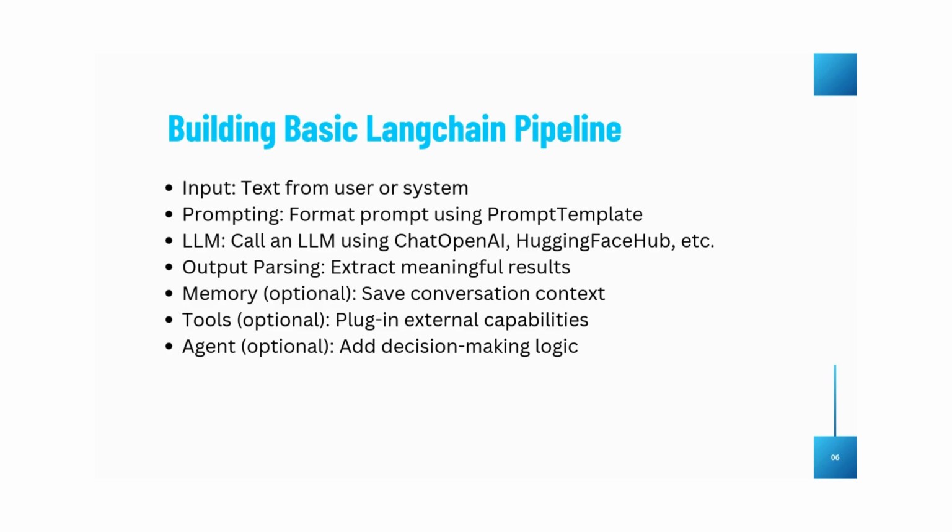The next three steps are optional for now. You can add memory to make your chatbot or app context aware. This means it remembers what the user said earlier. You can also integrate tools like search engines, calculators, or APIs to expand your app's abilities.